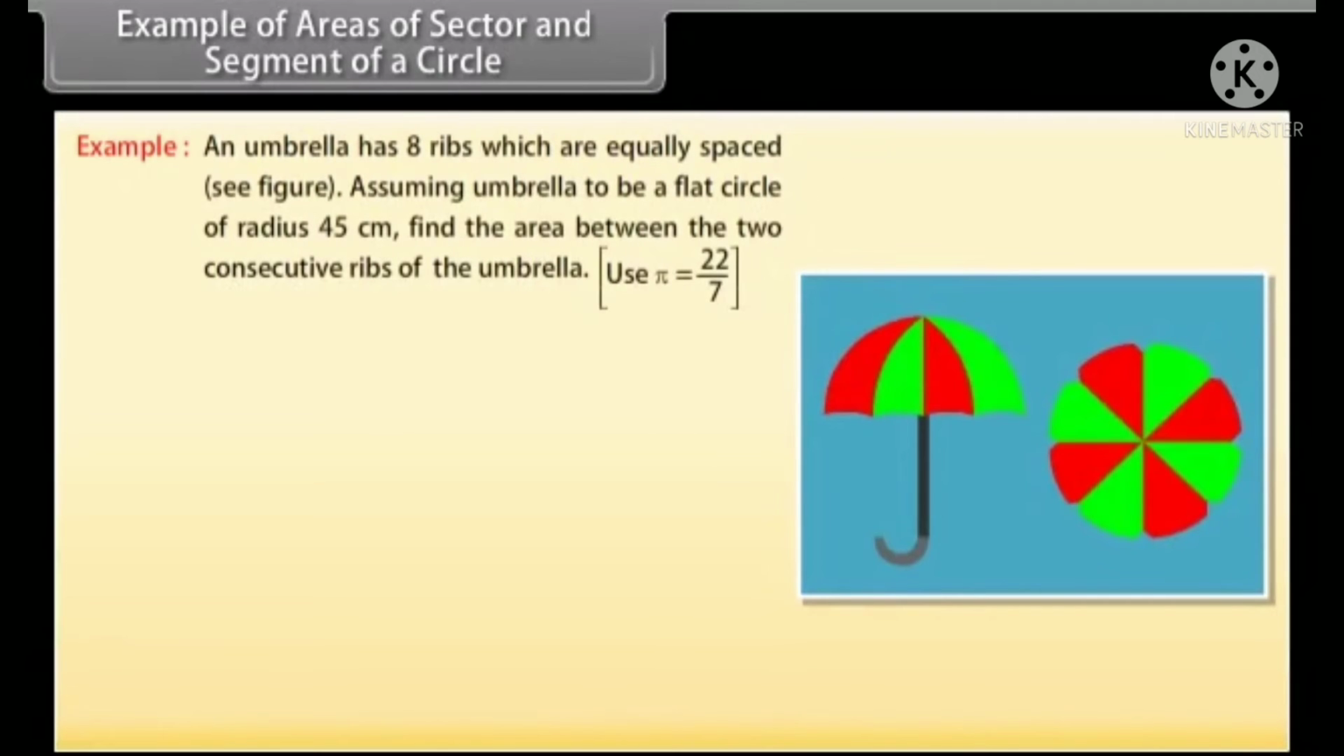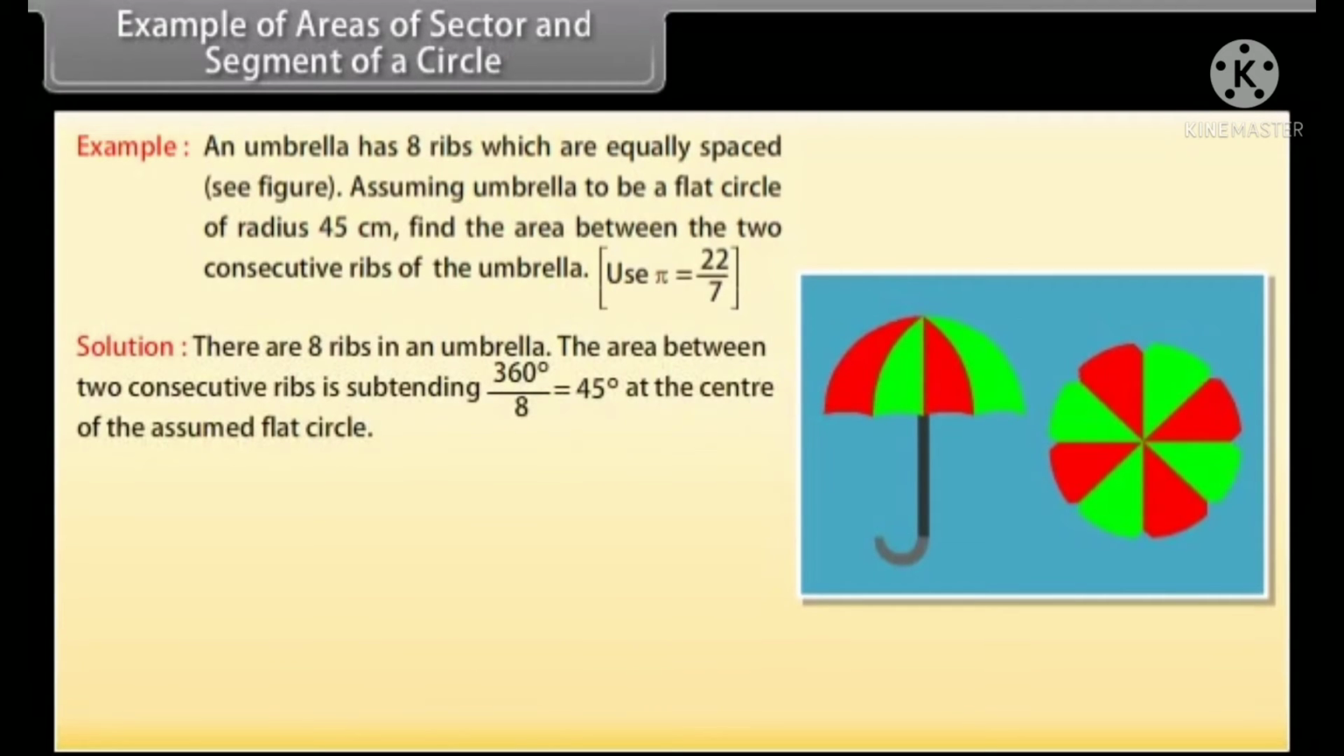Example. An umbrella has 8 ribs which are equally spaced, see figure. Assuming umbrella to be a flat circle of radius 45 centimeters, find the area between the two consecutive ribs of the umbrella. Use pi as 22 upon 7.